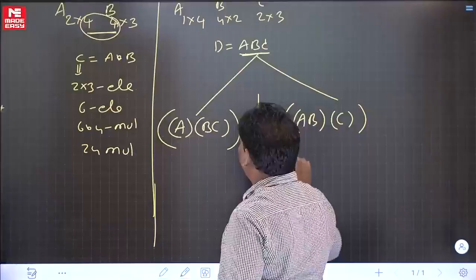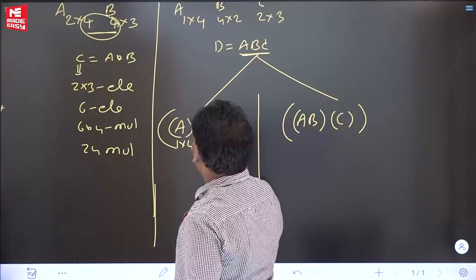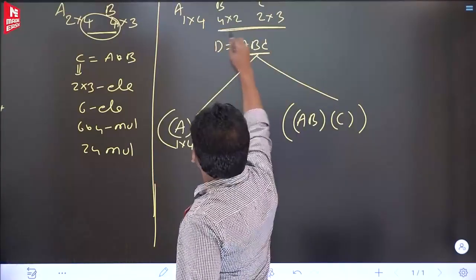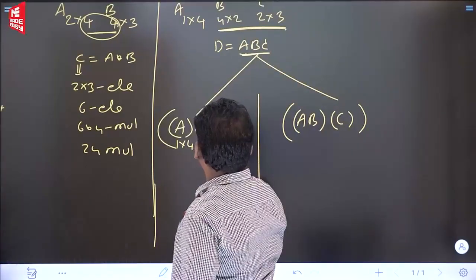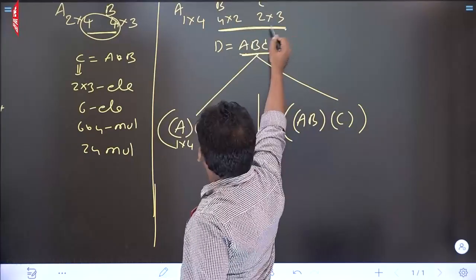Can you help me now? What is the A size? 1 by 4. What are the BC size? You know very well. What are the BC size? 4 by 3. You know this very well. How? First matrix rows, last matrix columns: 4 by 3.